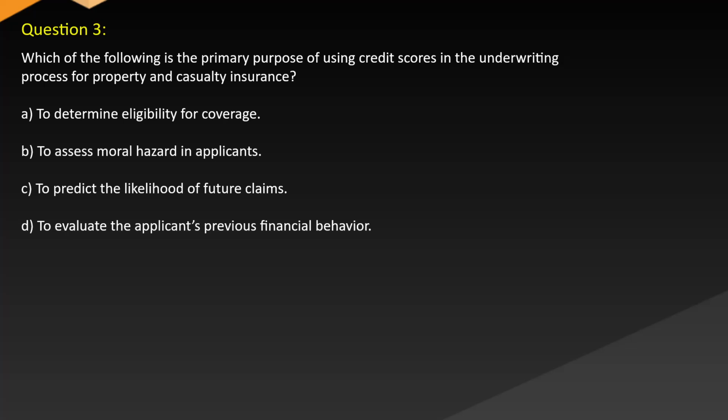Question 3. Which of the following is the primary purpose of using credit scores in the underwriting process for property and casualty insurance? A. To determine eligibility for coverage. B. To assess moral hazard in applicants. C. To predict the likelihood of future claims. D. To evaluate the applicant's previous financial behavior.